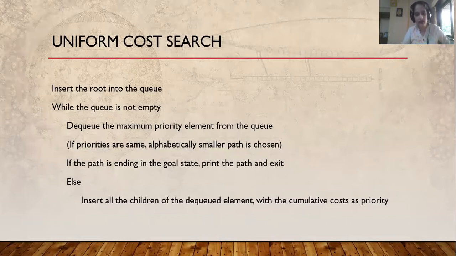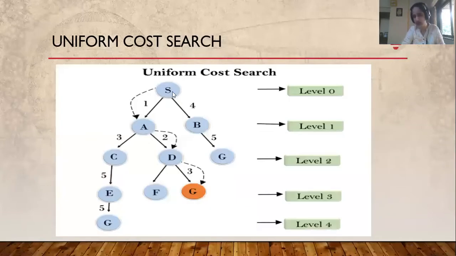So then maximum priority element from the queue, but who will have the maximum priority? While inserting the children of the dequeued element, let's say if we talk about S, now S is having A and B. Of course S will be dequeued, and then you have an option on whether the traversal should begin from A or should begin from B. But while you have stored the information of A and B, you have also written their cumulative cost with it.